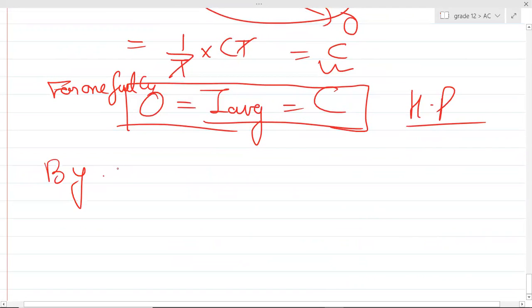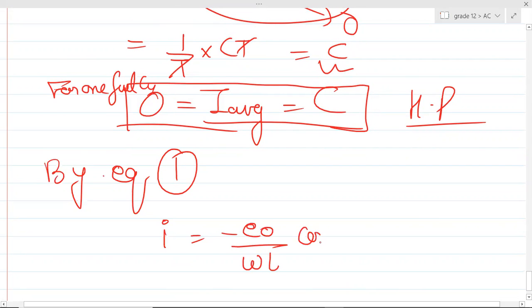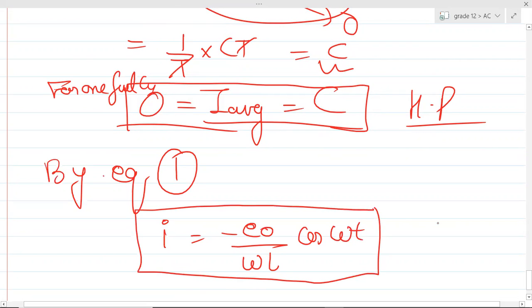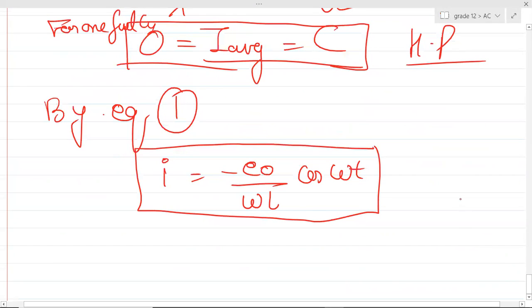Then if C's value is 0, then by equation number 1, can I write I will be equal to minus E naught by omega L into cos omega t? Can I write this thing? This will be my current. Will this be my current? So can I write it as, let's say, I naught is basically equal to E naught upon omega L. I'll later on term this omega L as something.